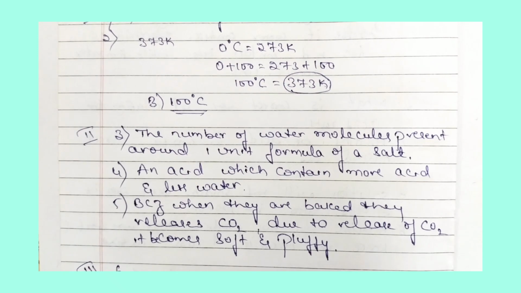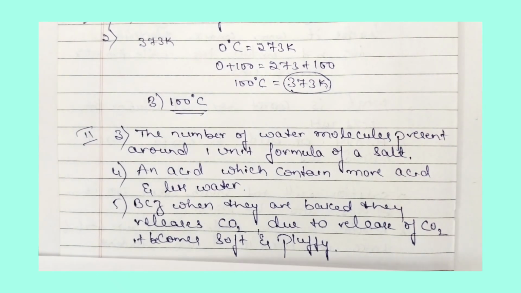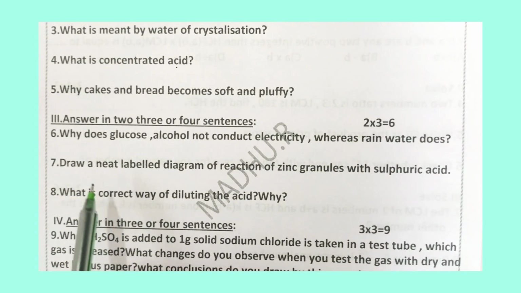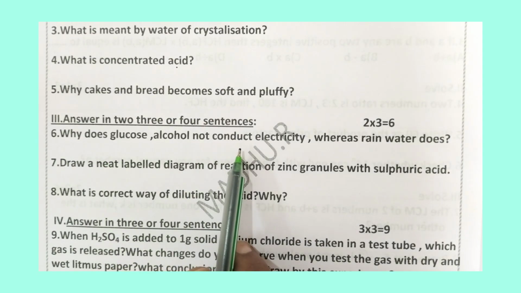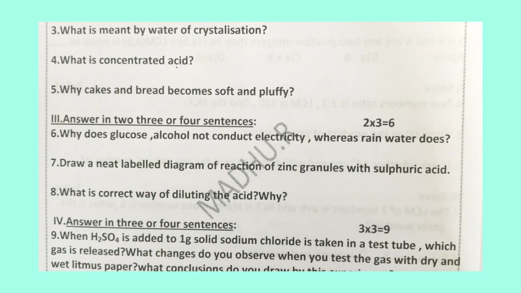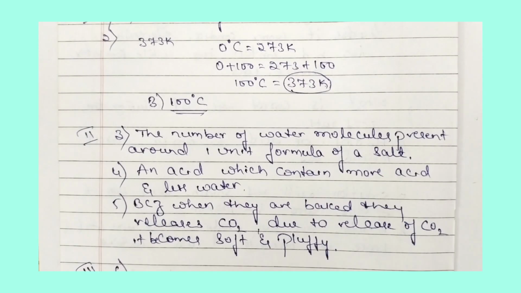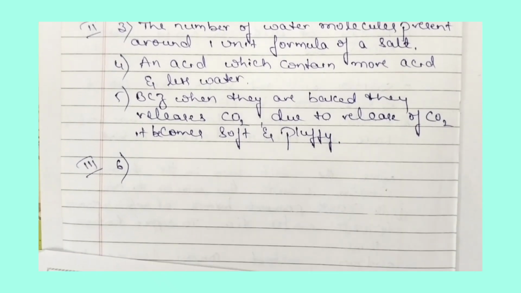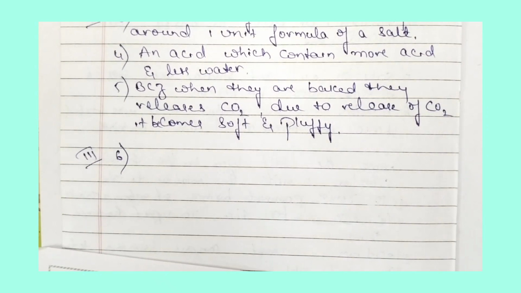Then let us move to third main, that is question number 6. Why does glucose alcohol not conduct electricity whereas rainwater does? It is a repeated question already in one of the papers. This question is repeated. So now let us answer this one.